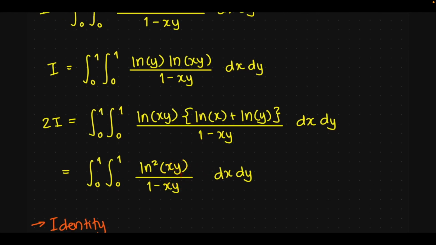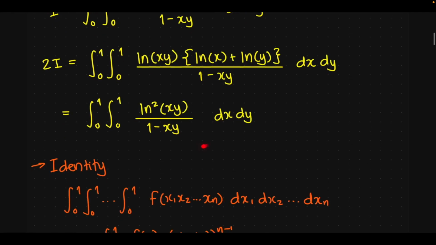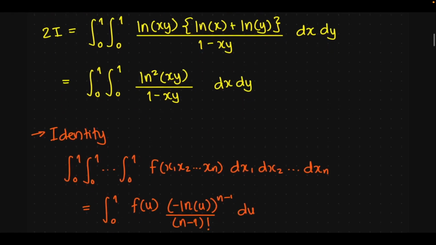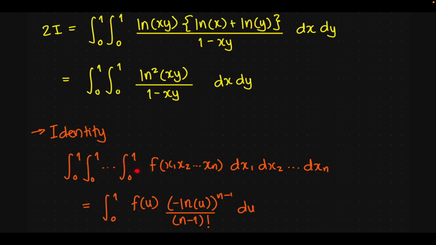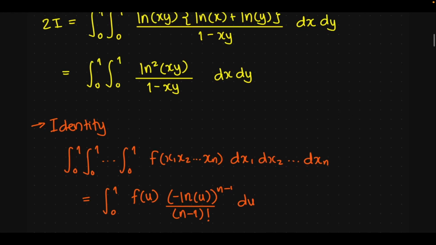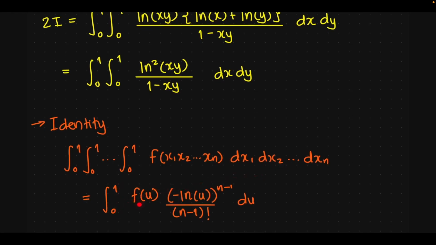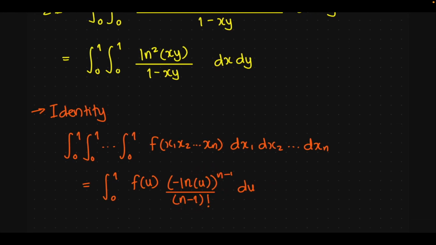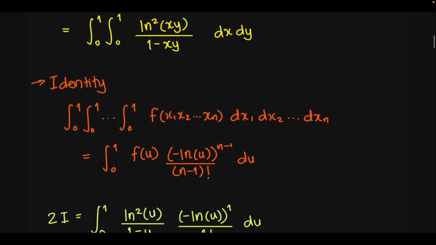It is at this point where we would like to allude to an identity from the very last video involving the integration on the unit hypercube of a function which had a product in its arguments of the n coordinates that we're integrating over, equaling the integral 0 to 1 of the same function, but now with a factor of negative ln u to the n minus 1 over n minus 1 factorial du. That's the identity. If you don't know where this came from, please watch the last video. I have proved it nicely by induction, considering the base case and the inductive case.